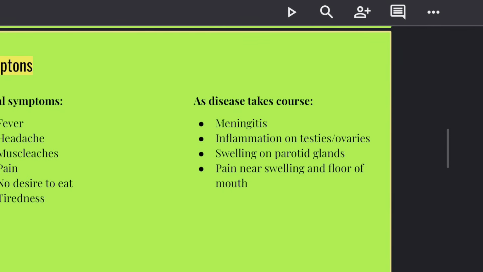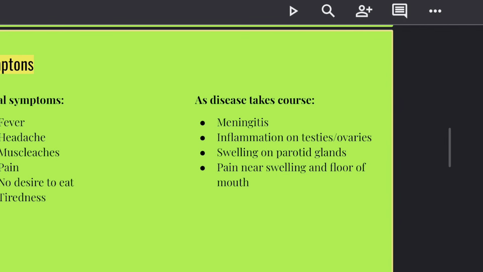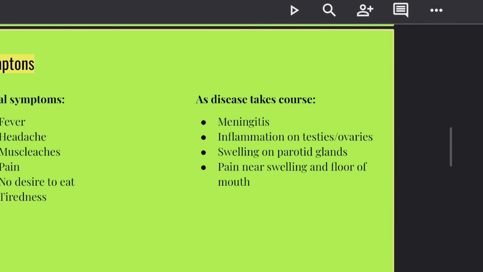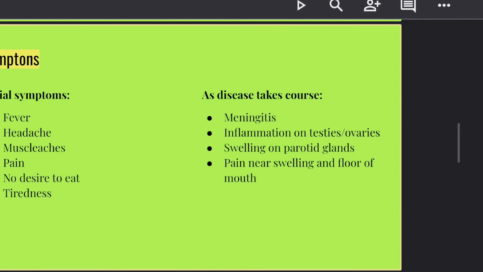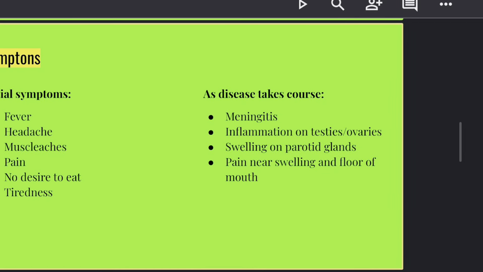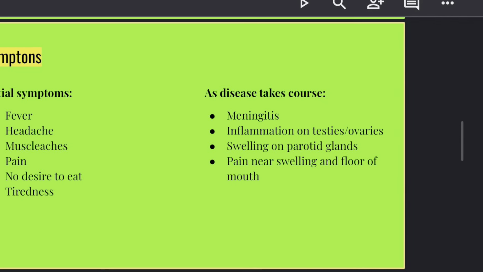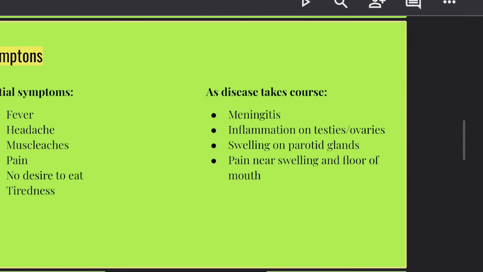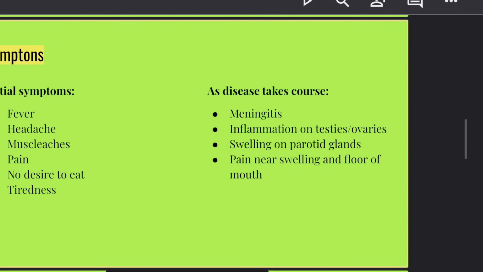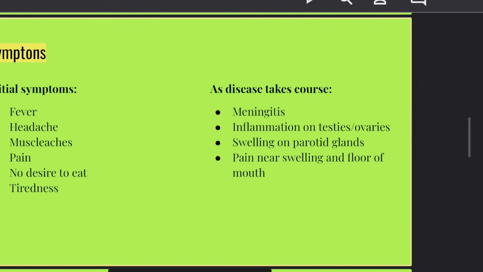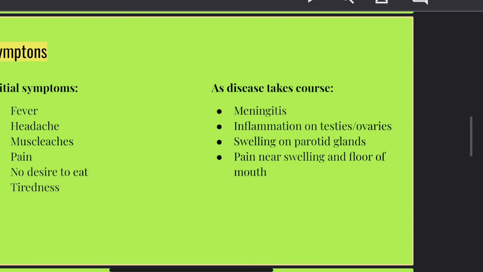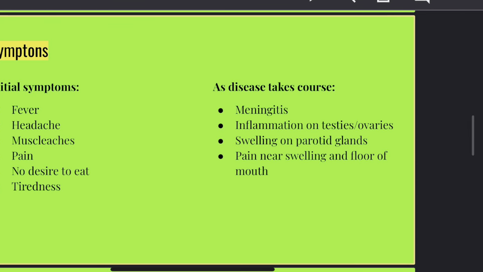Symptoms. When a person is affected with mumps, it causes their parotid glands to swell and may be tender or painful. Symptoms show up about 2 to 3 weeks after someone is exposed to the mumps virus. The first occurring symptoms are flu-like symptoms such as fever, headache, muscle aches or pain, not wanting to eat, and tiredness. In some cases, more severe symptoms appear, such as meningitis and inflammation of the testicles or ovaries.